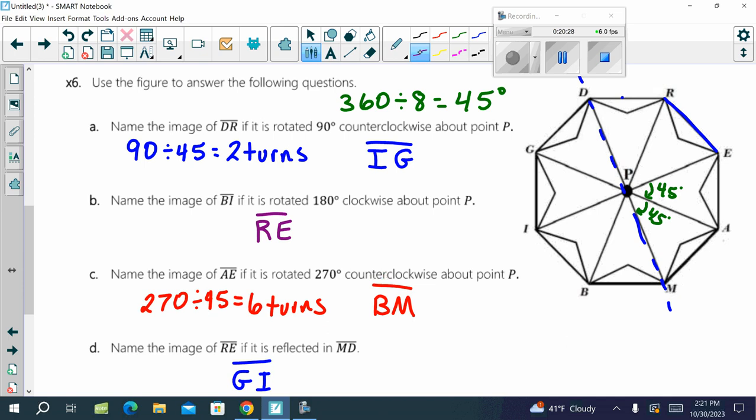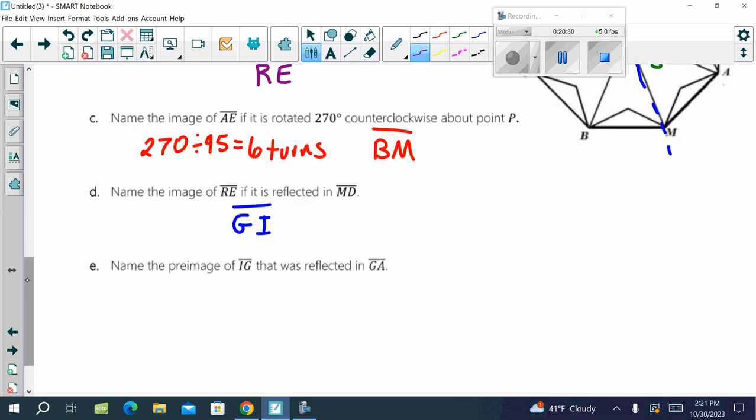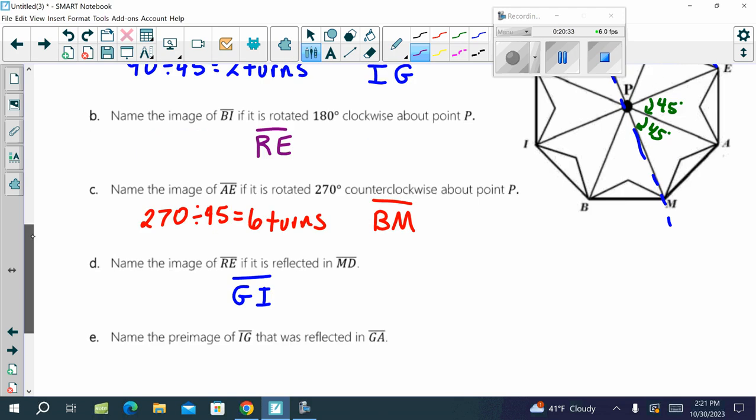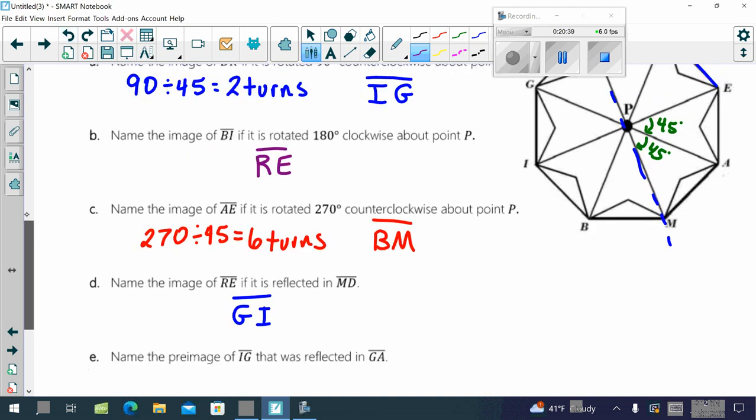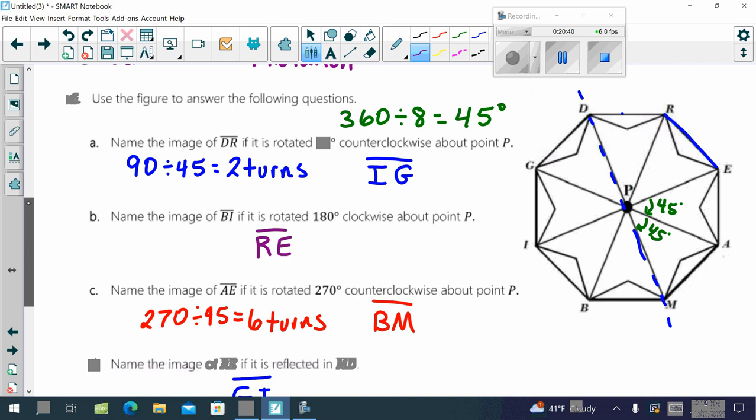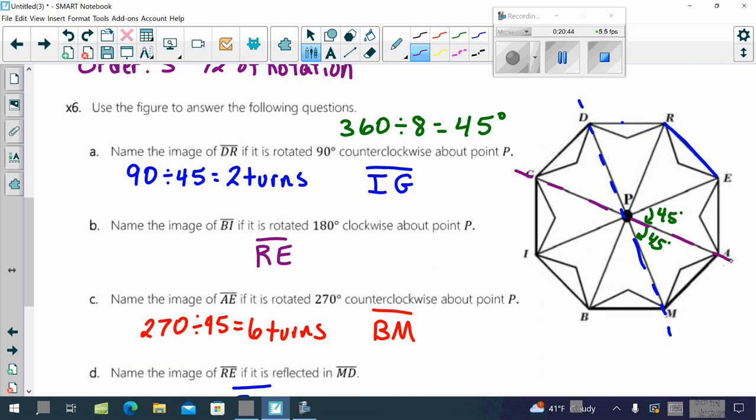Alright, now it says, where's the pre-image of IG if we reflect over GA? So we're reflecting over GA, and we want to reflect IG. Where would that end up? DG. Okay.